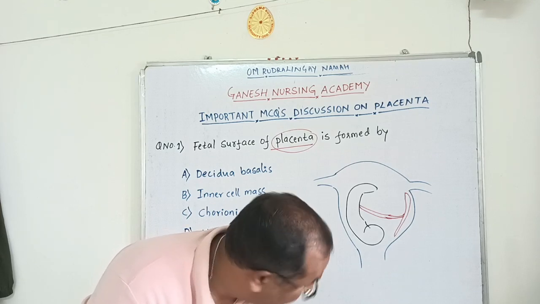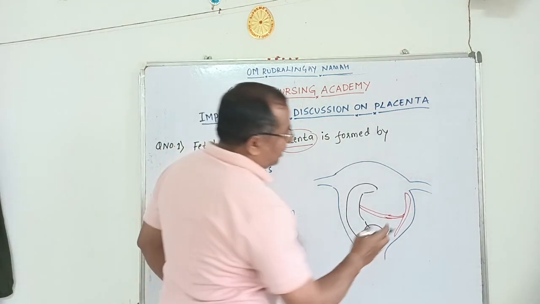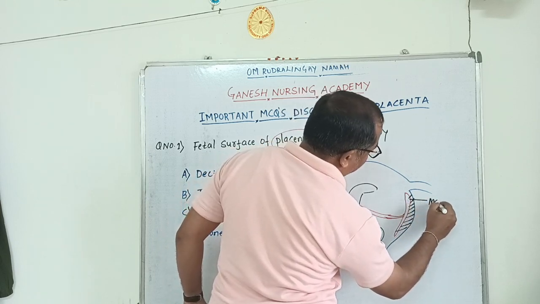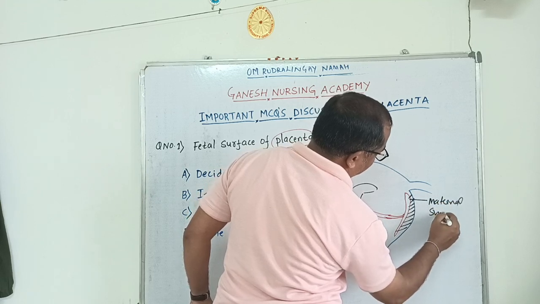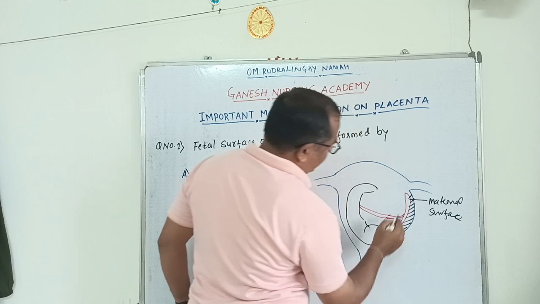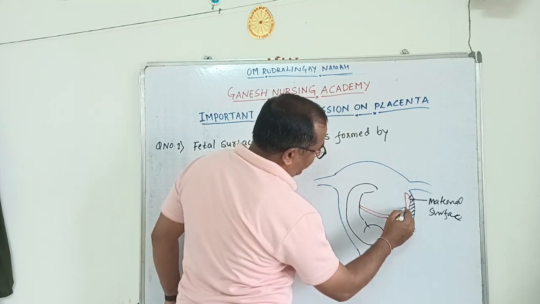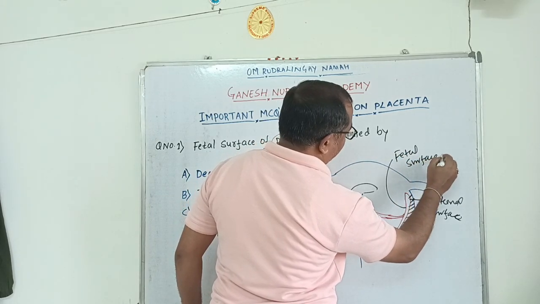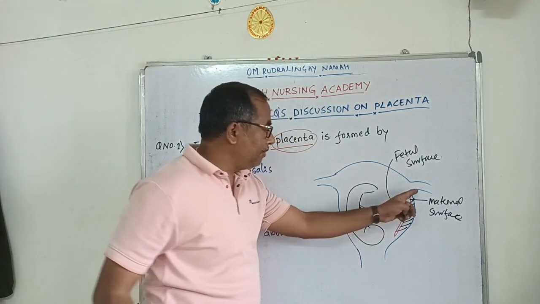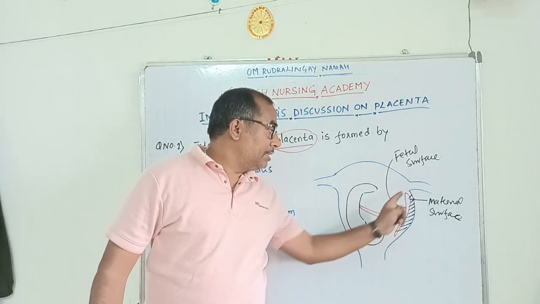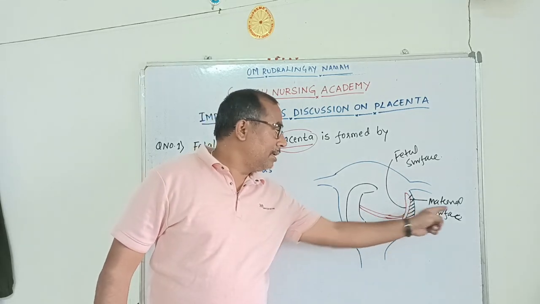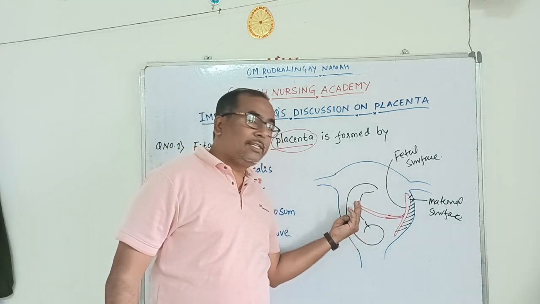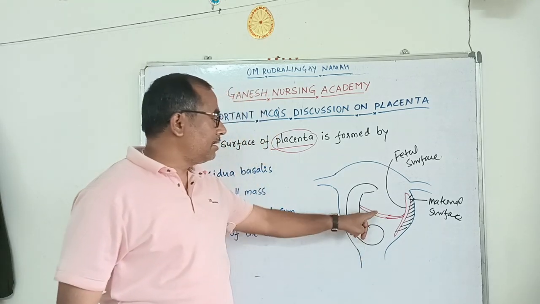This surface is called the maternal surface. The surface of the placenta lying against the uterus, against the decidua, is known as the maternal surface. And the surface of the placenta lying against the fetus, facing towards the fetus, is known as the fetal surface. This is the umbilical cord, all of you know that.